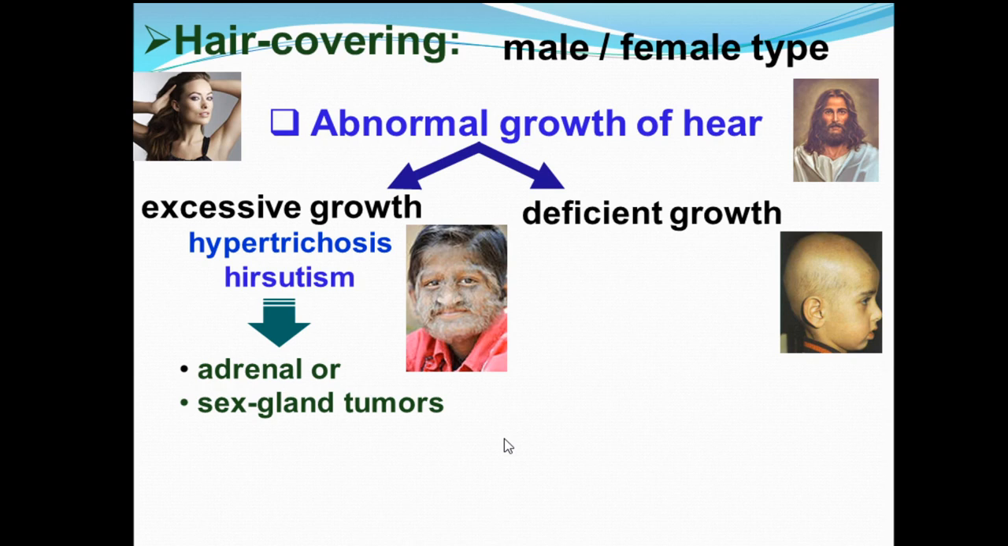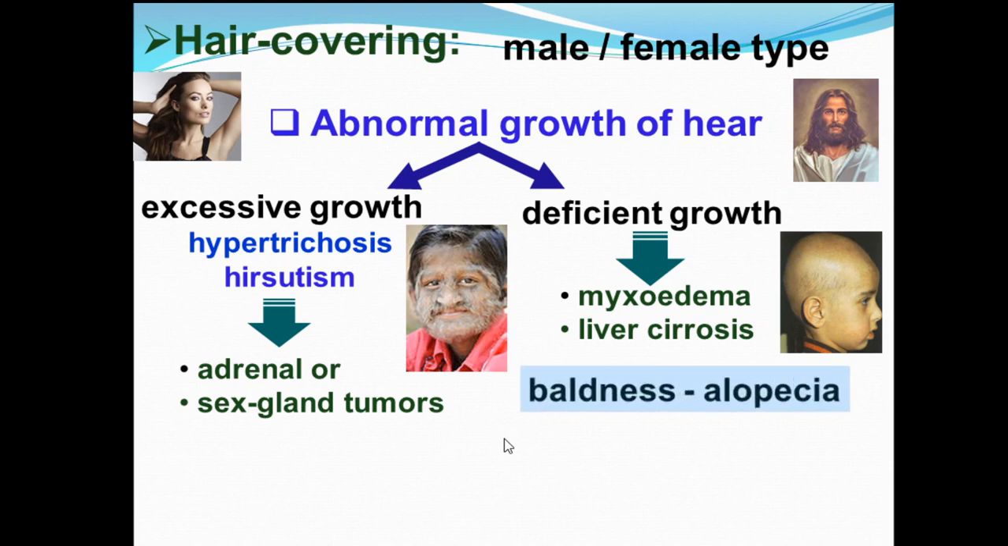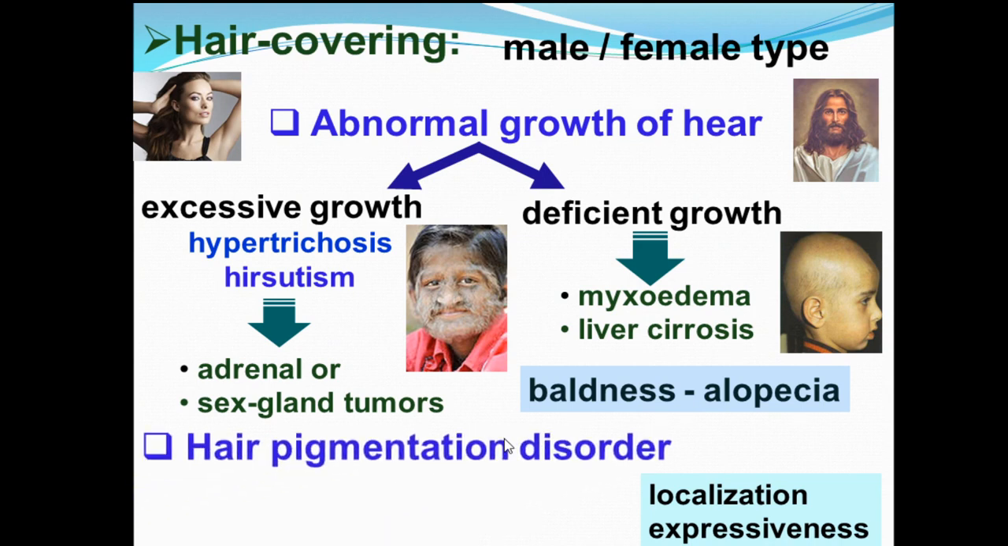Hirsutism is characteristic of tumor of the adrenal or sex gland. Deficient growth may be the result of hypofunction of the thyroid gland, myxedema, or a patient with progressive liver cirrhosis. Local deficient growth of the hair is called baldness or alopecia, which may be the result of some specific diseases of the skin or some infectious diseases.